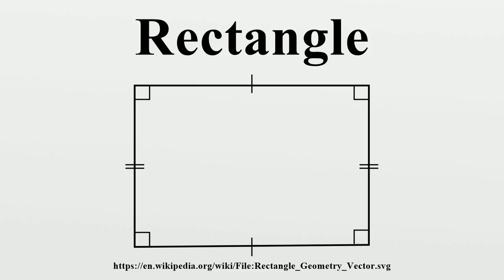A rectangle and a crossed rectangle are quadrilaterals with the following properties in common. Opposite sides are equal in length. The two diagonals are equal in length. It has two lines of reflectional symmetry and rotational symmetry of order 2.